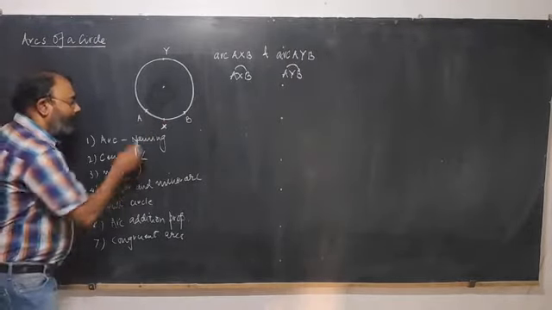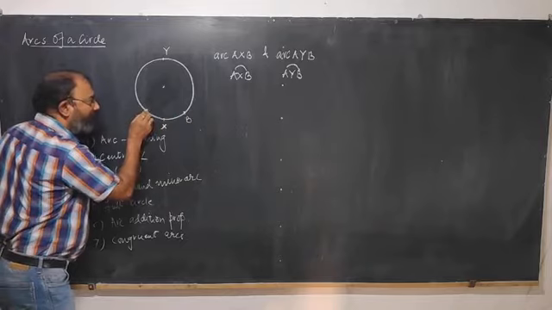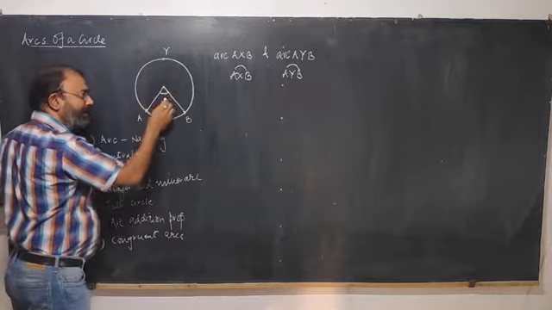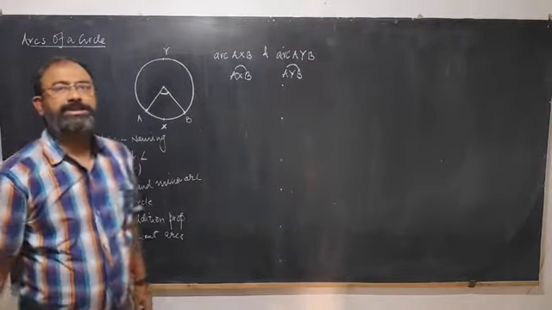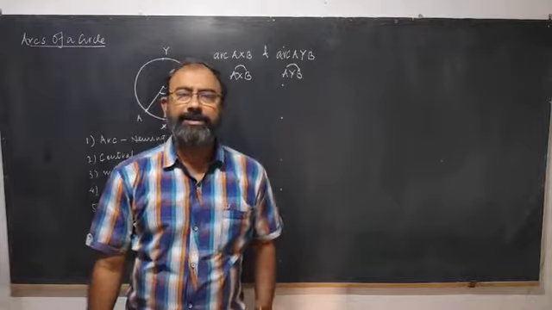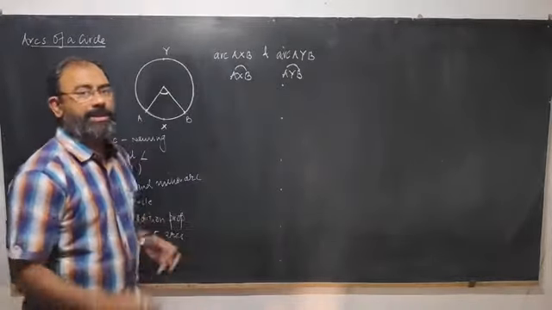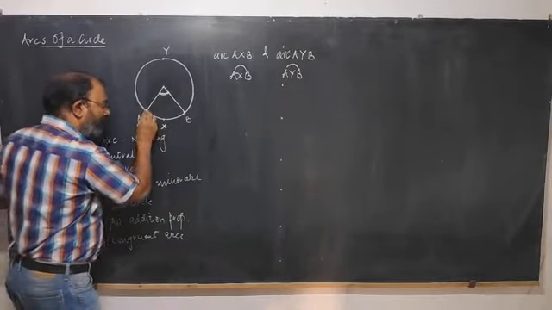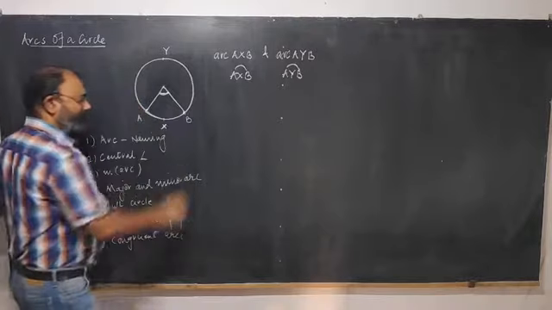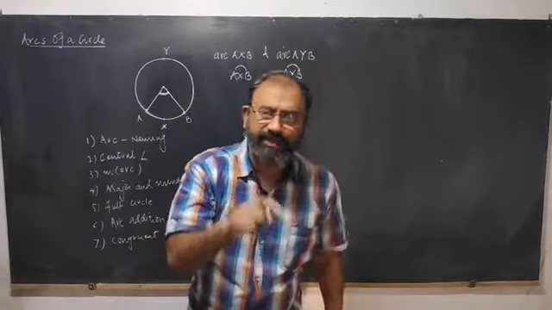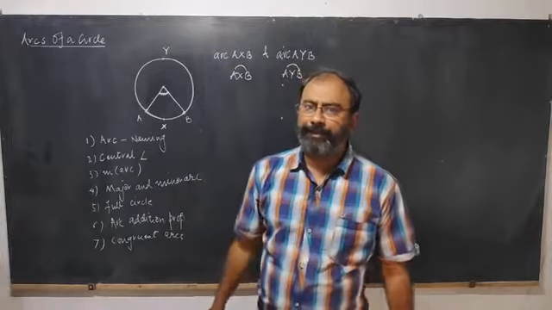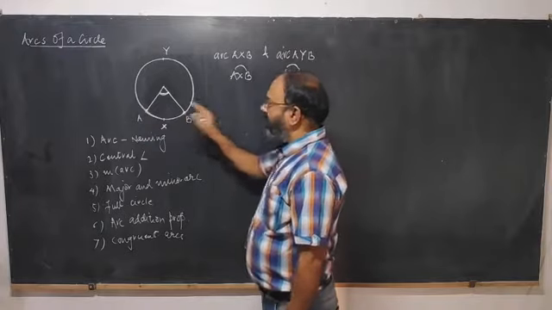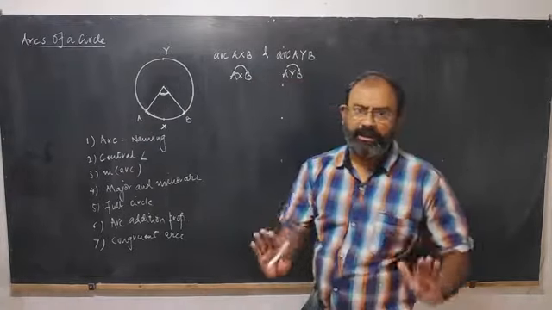Okay. If you join the end points of the arc with the center of the circle, the angle formed at the center is called the central angle. What is the importance of central angle? The measure of this angle is equal to measure of arc AXB. The measure of the central angle is the measure of the arc. Okay. So, measure of this angle is equal to measure of arc AXB. I hope it is very, very clear.